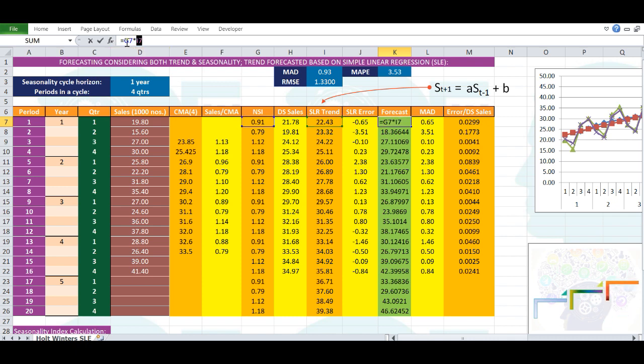The column L, MAD, contains the mean absolute deviations or errors, that is the absolute values corresponding to the values in column J. The last column, M, contains the percentage values of the mean absolute deviations or errors, calculated with respect to the raw, deseasonalized sales values.